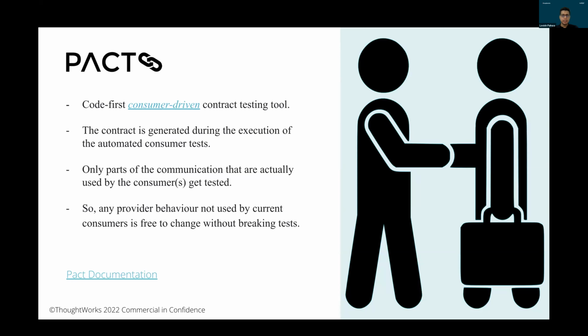And the contract is generated during the execution of automated consumer tests. For example, you have set up the consumer test, then you just need to run them in the pipeline. It will automatically test the scenario, create a contract, and publish it to the provider, right? And the best part is only the part of the communication that is actually used by the consumer gets tested. So you don't need to worry about unintentional changes, and any provider behavior not used by the current consumer is free to change. Okay, so that's all the flexibility provided by Pact for contract testing. We have also mentioned the Pact documentation in this slide. Later when we share, you can refer to the original documentation.